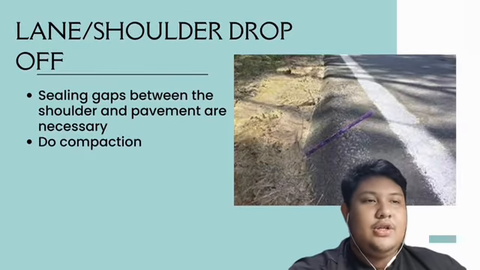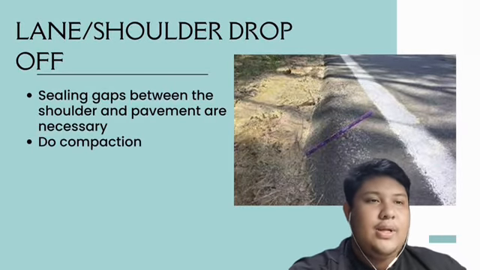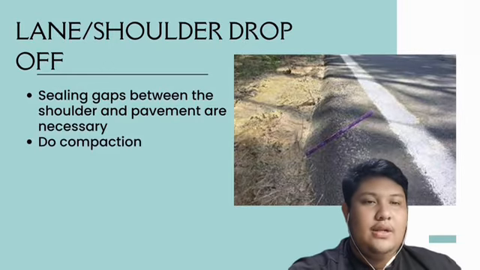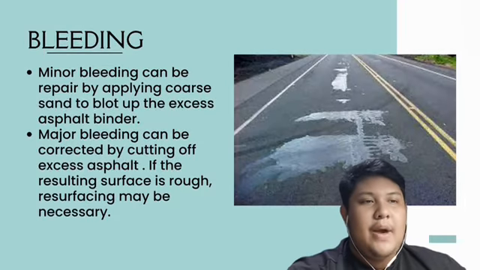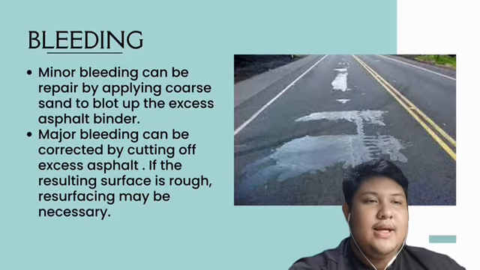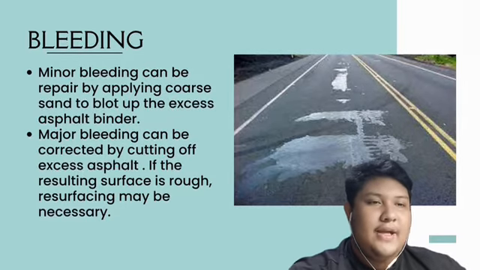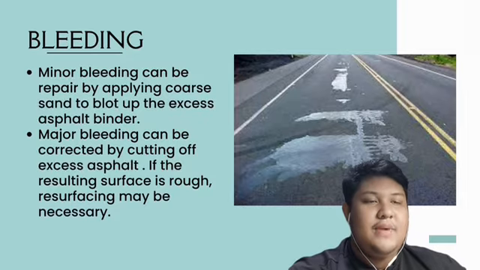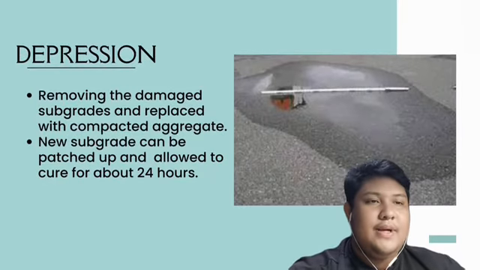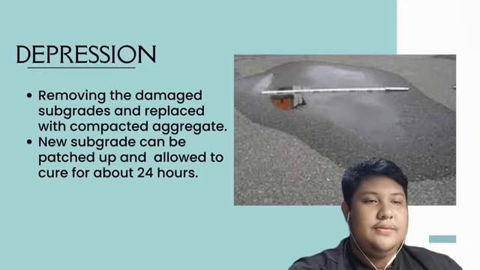Next, lane shoulder drop off. Sealing the gap between the shoulder and pavement is necessary, and do compaction. Bleeding. Minor bleeding can be repaired by applying coarse sand to blot up the excess asphalt binder. Major bleeding can be corrected by cutting the excess asphalt. If the resulting surface is rough, resurfacing may be necessary. Next, depression. Remove the damaged subgrade and replace it with compacted aggregate. The new subgrade can be patched up and allowed to cure for about 24 hours.